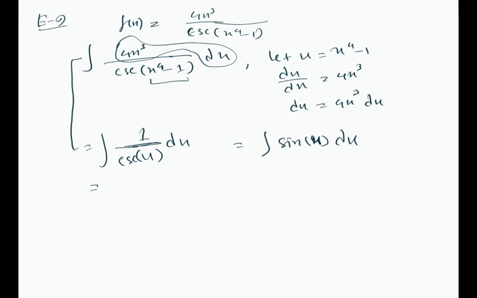Then the integral of sine of u is actually minus cos of u plus c. Now substitute the value of u, which is x to the power minus 1, so minus cos of x to the power minus 1 plus c. So this is the answer for this example.